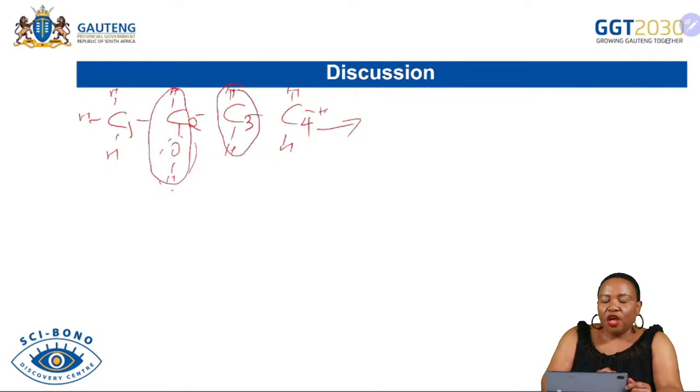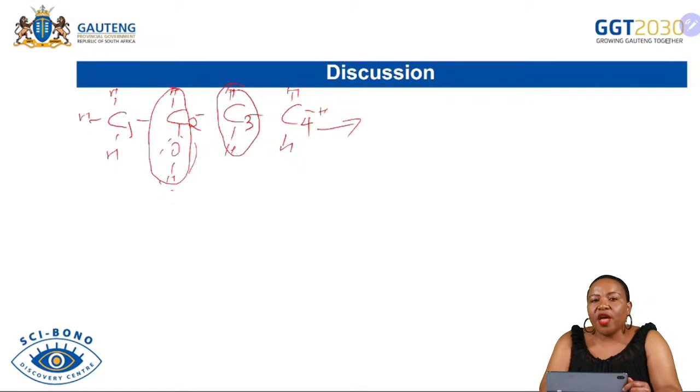Therefore, if we have to do elimination, we have to introduce a double bond. Why do we introduce a double bond? Remember, during an elimination reaction, we are going to remove water, and water in our case here is going to be H2O. So we are going to remove H2O from an alcohol, and that alcohol will change to an alkene.